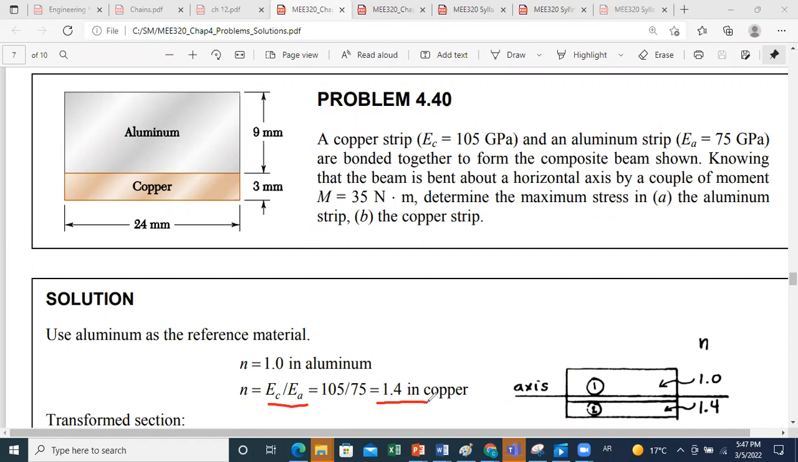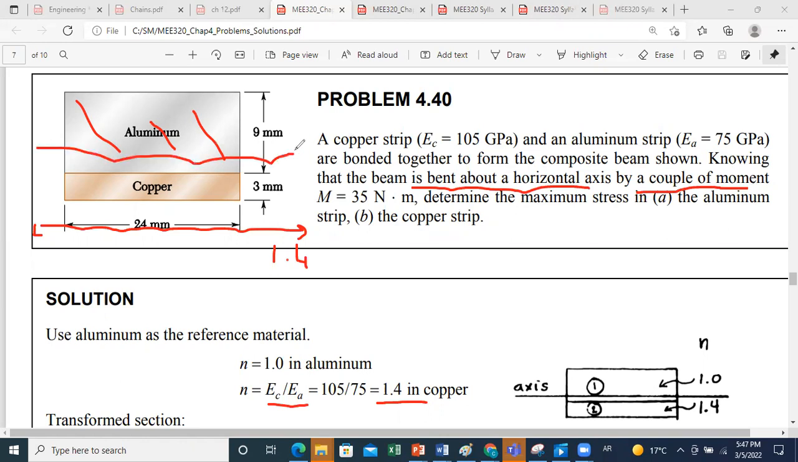Now, the next step is to transform the section. The aluminum part will remain as it is, while for the copper part, the dimension parallel to the neutral axis will be multiplied by 1.4. Why is my neutral axis horizontal? Because they said that my beam is bent about a horizontal axis. So the couple moment vector is along a horizontal axis, and this means that my neutral axis is along this direction.